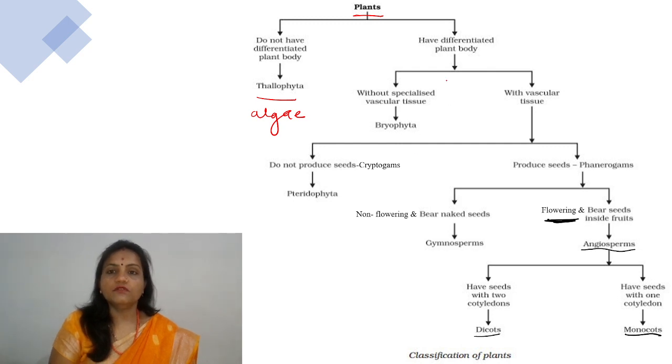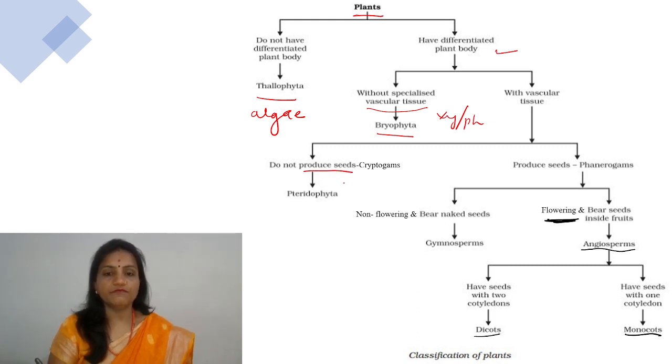Then the ones that have a well differentiated plant body. Under that, those which do not possess vascular tissue, so they do not have xylem and phloem, are the bryophytes. Then the ones that possess xylem and phloem. Under this again, we have the ones which do not produce seeds for the purpose of propagation, no reproduction by the formation of seeds.